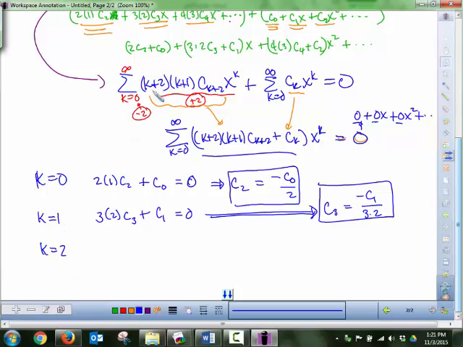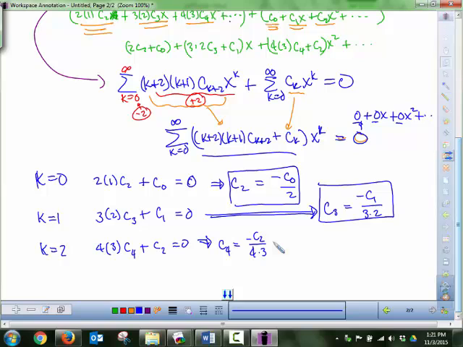So let's say k is equal to 2 this time. I got 4, that's 2 plus 2 is 4, 2 plus 1 is 3, 2 plus 2 is 4, so that's C sub 4, plus our C sub k, and k is equal to 2, so C sub 2. And this is supposed to be equal to 0. All right, what is that? I want to solve for C sub 4. C sub 4 is equal to negative C sub 2 over 4 times 3.